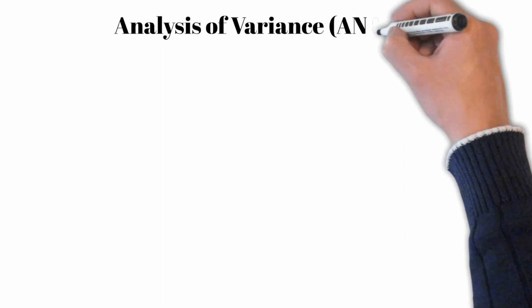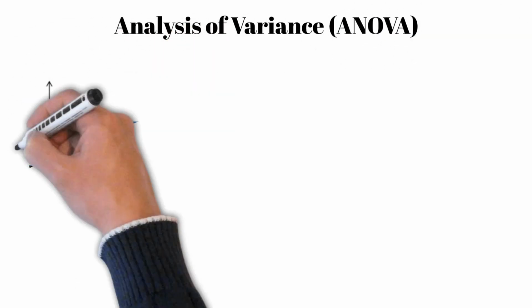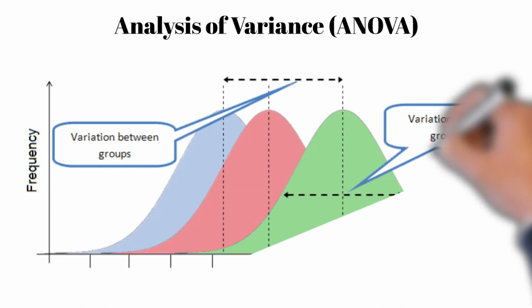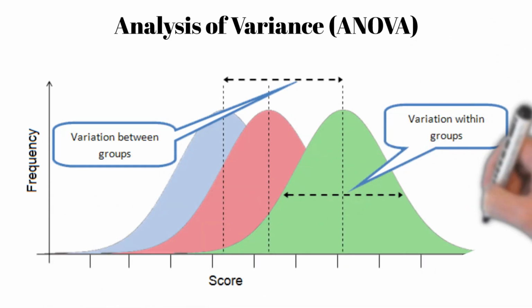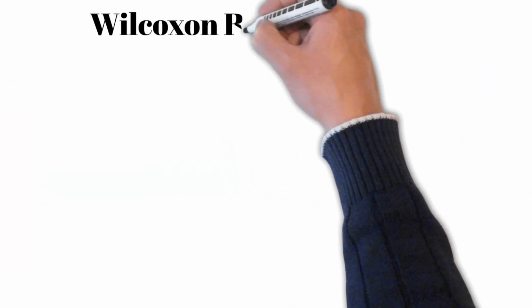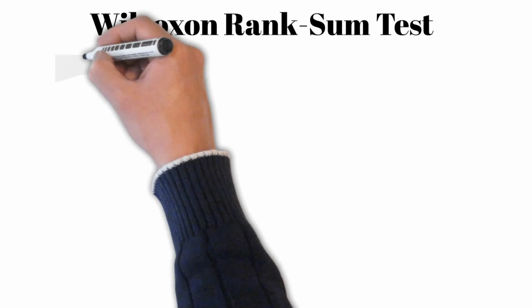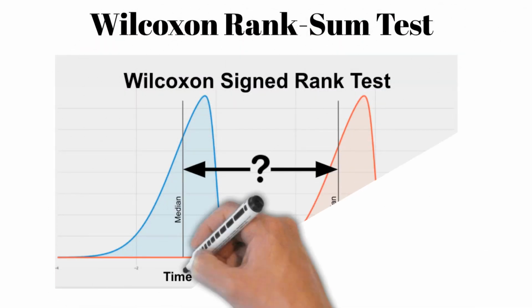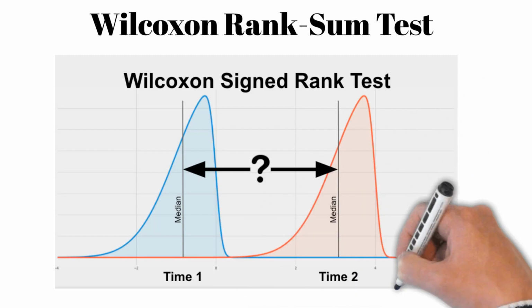3. Analysis of variance, ANOVA. ANOVA is used to compare the means of three or more groups. It is an extension of the t-test for multiple groups and can help determine if there are statistically significant differences between the means of the groups. 4. Wilcoxon rank sum test. This non-parametric test is an alternative to the t-test when the assumption of normality is violated or when the data is ordinal rather than interval.